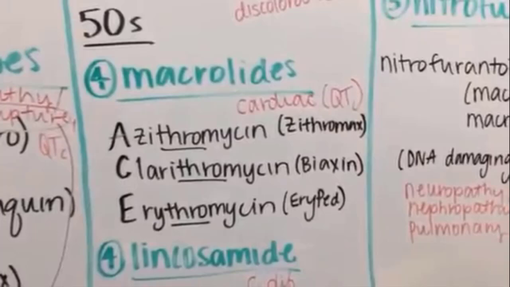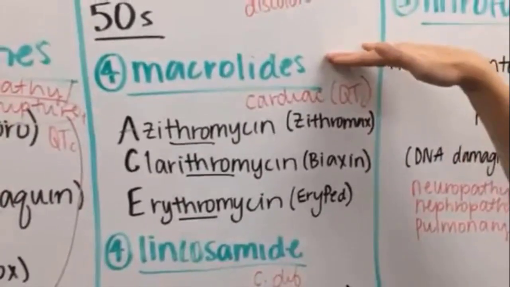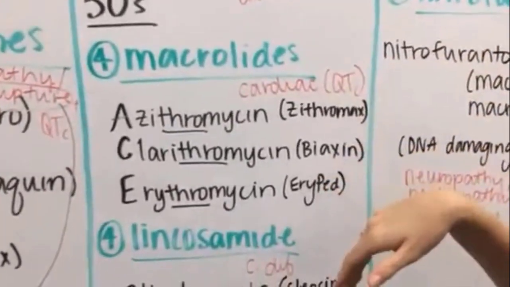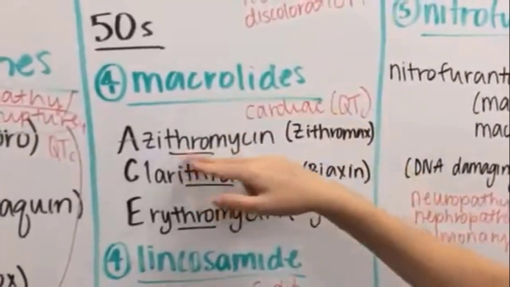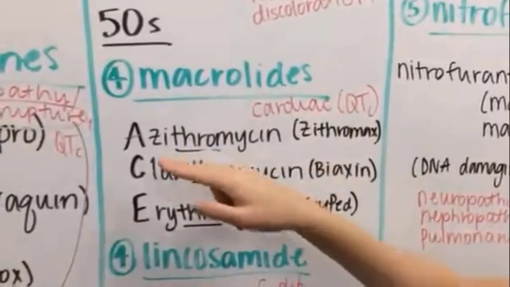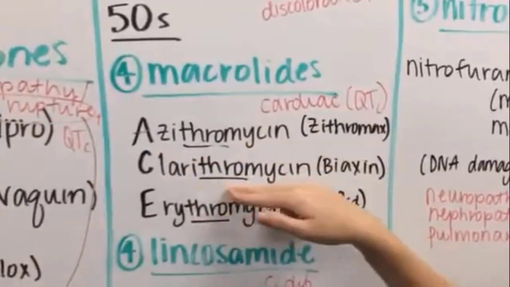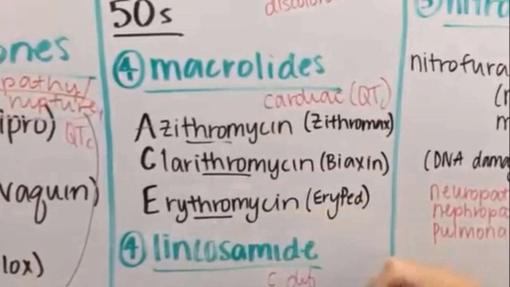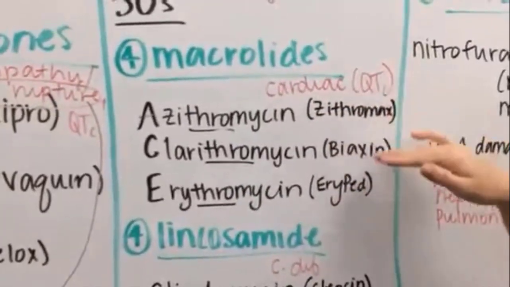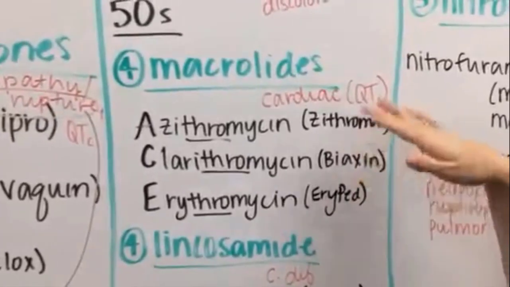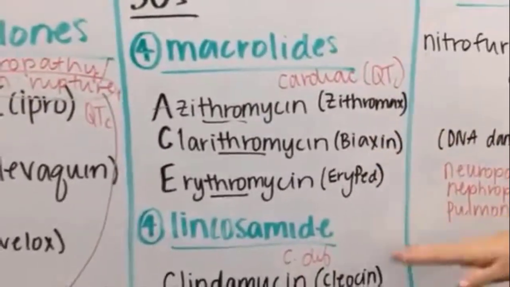Then we have our 50S ribosomal subunits, and we have 3 different medication classes that fall in here. So first we have our macrolides, and these are going to be our thromycins. So macrolide and thro is how I remember. So azithromycin, clarithromycin, and erythromycin. And the main side effect with these is going to be QTc prolongation. So I like to think cardiac side effects with these ones.